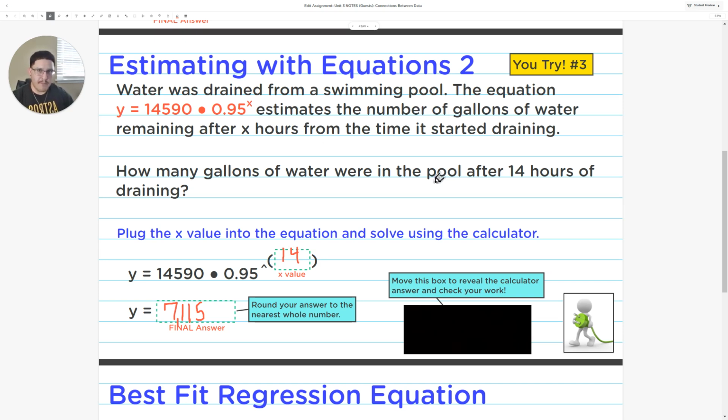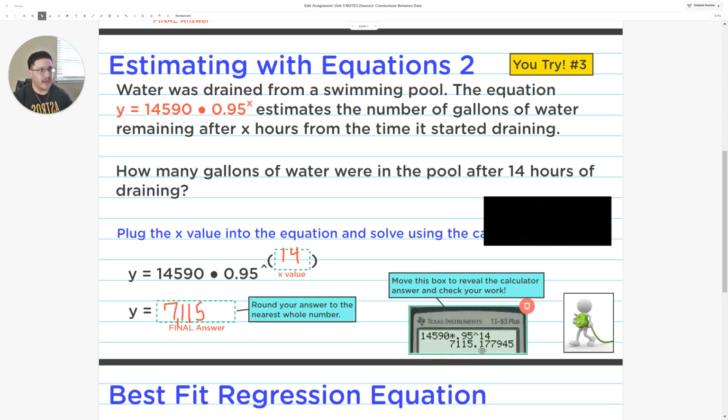So after about 14 hours of draining, the amount of gallons remaining from this pool is 7,115 gallons. And it started at about 14,590 gallons. And it drained all the way to 7,115 after 14 hours, about. And again, you can move the box to check and make sure.